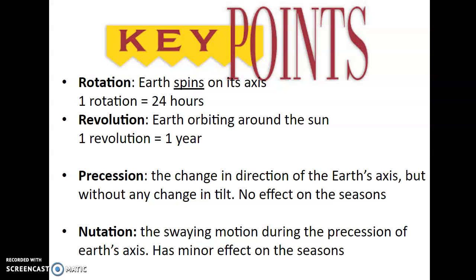And precession is the change in direction of the Earth's axis, but doesn't provide us with a change in tilt. Whereas nutation is the swaying motion during the precession of Earth's axis.